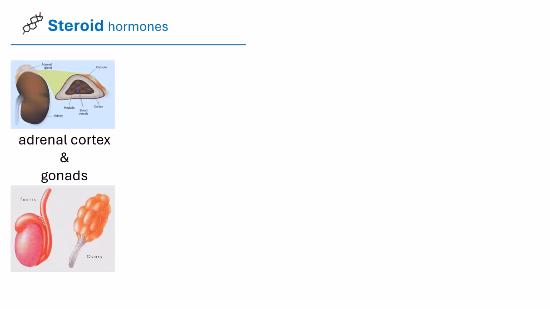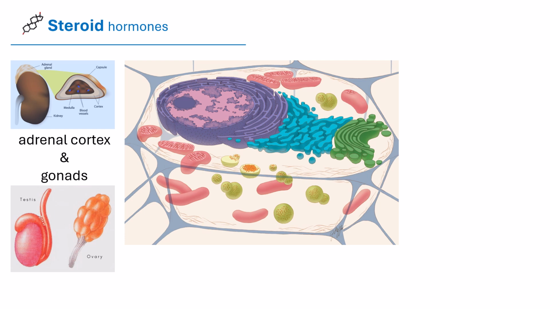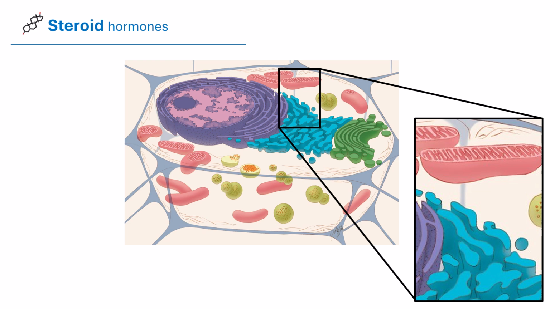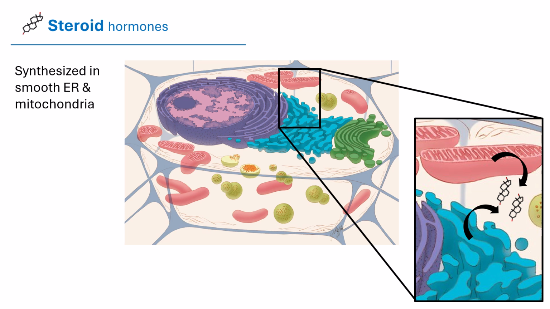Steroid hormones are produced by the cortex layer of the adrenal glands and by the gonads, the testes and ovaries. Cells in these glands are similar to any other eukaryotic cell you've studied. The organelle that synthesizes lipids, like steroid hormones, is the smooth endoplasmic reticulum, but some steroids are also produced by mitochondria. Zooming in on these organelles, we see that steroid hormones are released into the cytoplasm and are free to diffuse throughout the cell, including to the cell membrane.